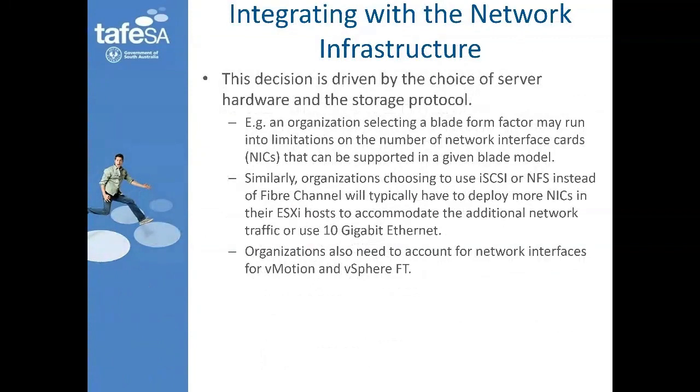Integrating with the network infrastructure, so the decision is driven by choice of server hardware, e.g. an organization selecting a blade form factor may run into limitations with number of network interfaces. Similarly, if you choose iSCSI or NFS, you must use the normal network card for this purpose. If you use the fiber channel, or Ethernet, they have special adapters, so you get those.